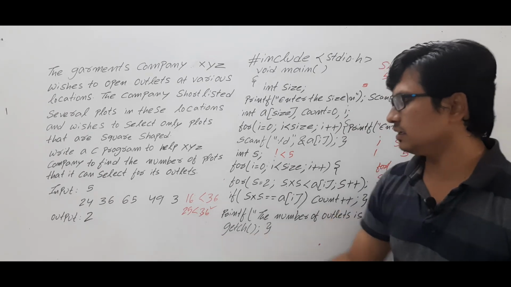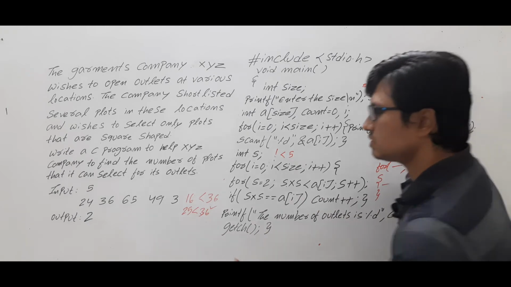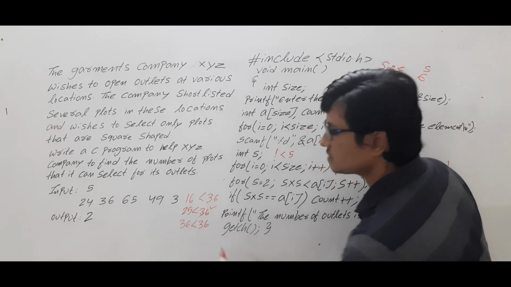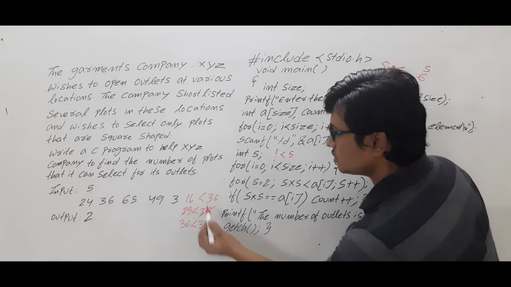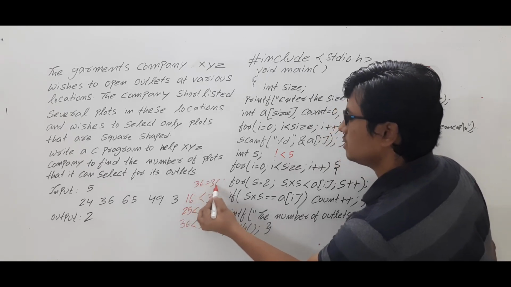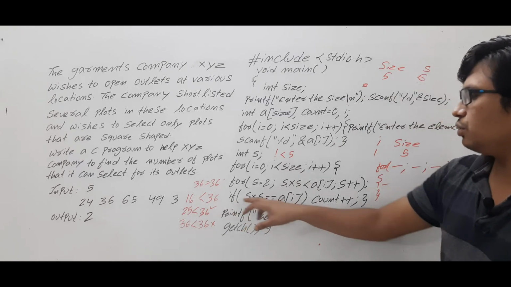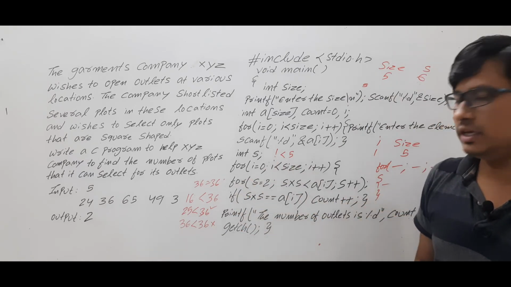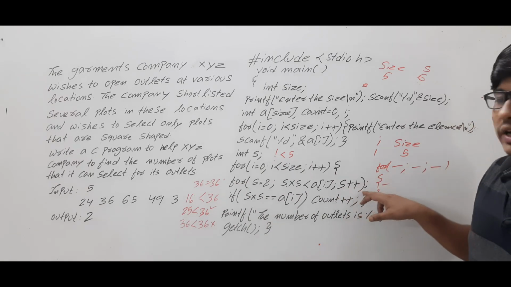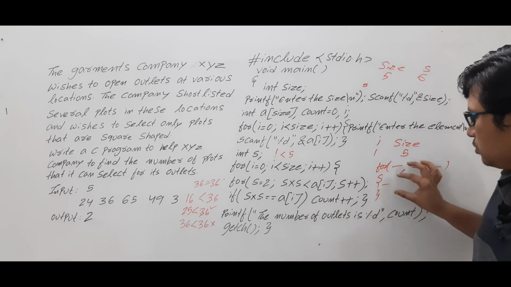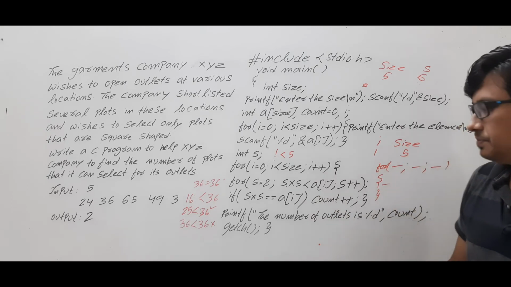Now look at here. s into s, 6 into 6 will be 36. 36 is less than 36 is wrong. 36 is equal to 36. So this condition is failed. If this condition is failed, it will go to the next statement after the for loop. I hope you have understood the meaning of keeping a semicolon after the for loop. There is no body. Is it clear?